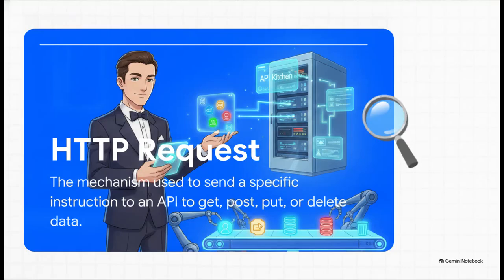So if the API is the menu, the HTTP request is the actual waiter taking your specific order to the kitchen. When you want to pull a list of customers, you send a GET request. When you want the AI to generate some new text, you send a POST request. If you want to change an existing record, you PUT, and to remove one, you DELETE. It's just a highly standardized way of asking for precisely what you need.